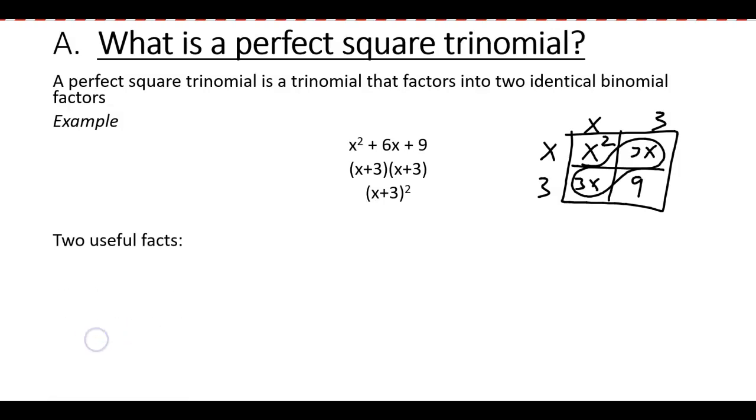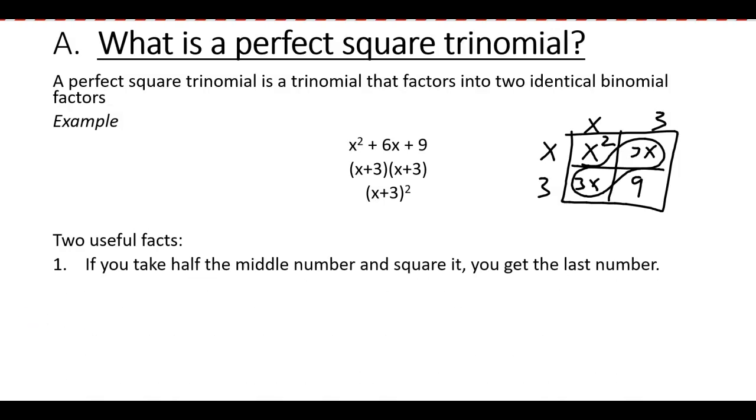All right? So here's some useful facts that we're going to be using today in light of that. First of all, if you take half of the middle number and square it, you get the last one. Now this is only something that applies to perfect square trinomials. So what's half of 6? 3. Now square it, meaning multiply it by itself. What do you get? That's how all perfect square trinomials are. Half the middle number squared will give you the last number. They always work out that way.